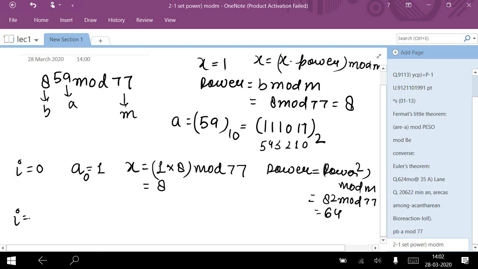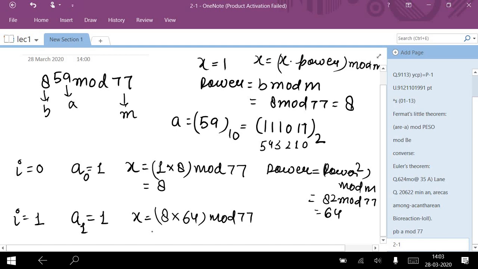My second iteration, that is I equal to 1. So I equal to 1, what is the value of a1 here? a1 value is 1. a1 equal to 1 means I have to update the value of x. What is the value of x? x into power mod m. What is the previous value of x? 8. What is the power value? 64. Then mod 77. Now after the multiplication and performing the modulo, the answer is 50.